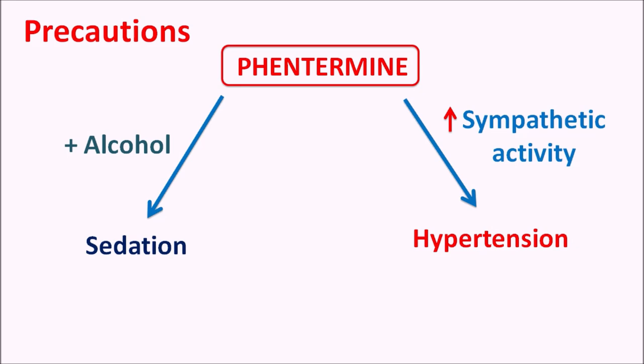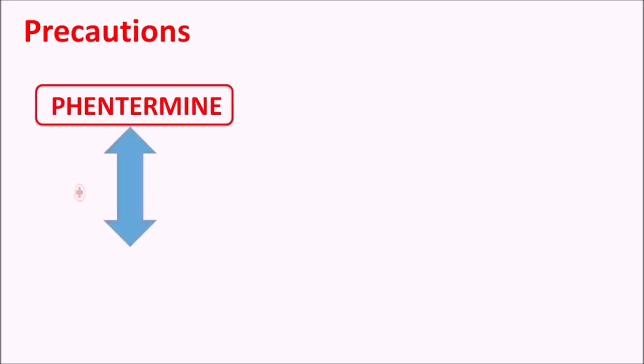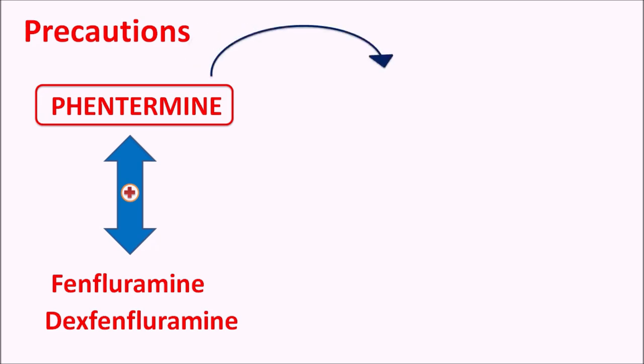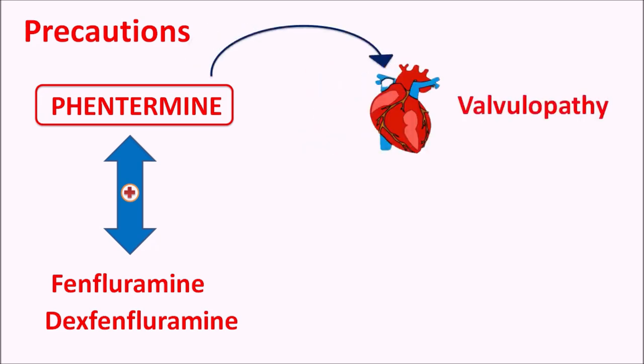So care should be taken in the patients who are already having elevated blood pressure, because this drug further increases the blood pressure, resulting in hypertension in the patients. Similarly, when this drug is combined with other drugs such as fenfluramine, dexfenfluramine, which is a dextroisomer of fenfluramine, it can increase one of the conditions, valvulopathy.